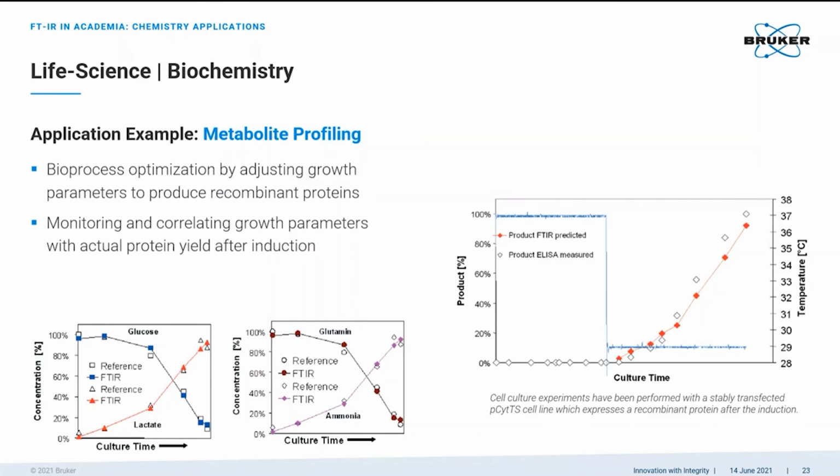Additionally, we can use it to correlate growth parameters and actual protein yield after we induce the reaction. On the right side, we can see a comparison between the FTIR measurement and an enzyme-linked immunosorbent assay, or ELISA for short. Again, we see good accordance between the data, with the little difference that FTIR is about factor 100 faster than ELISA.